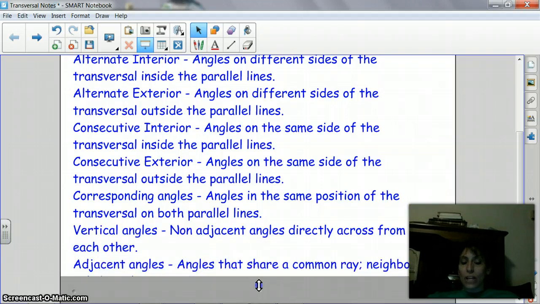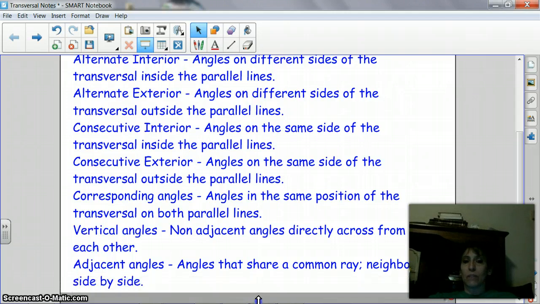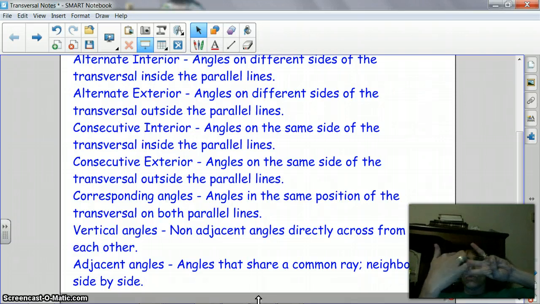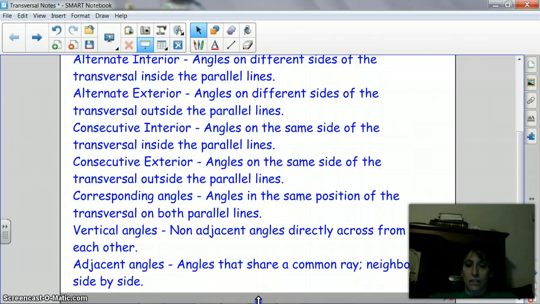And then you've got adjacent angles, which again is one that hopefully you know by now. Adjacent angles share a common ray. So they're basically neighbors. They're side by side. So if I had, like, this was my angle, my two angles, there's one and here's one. Well, they're sharing this common ray here. So that means that they are adjacent.